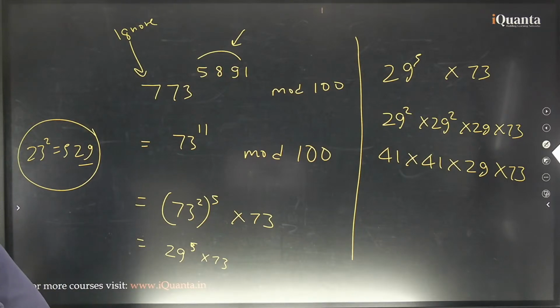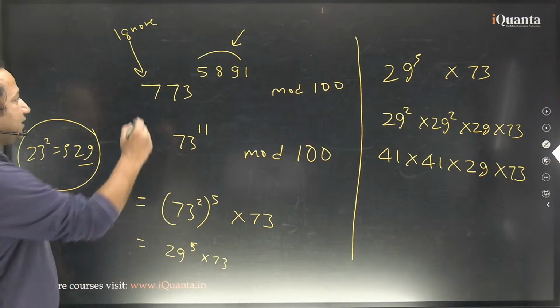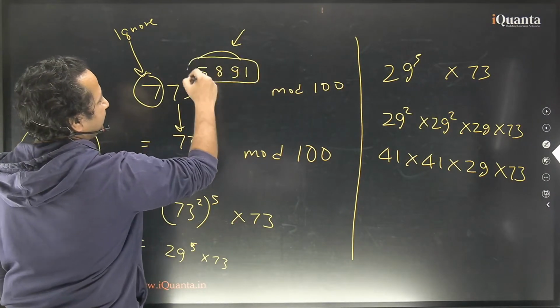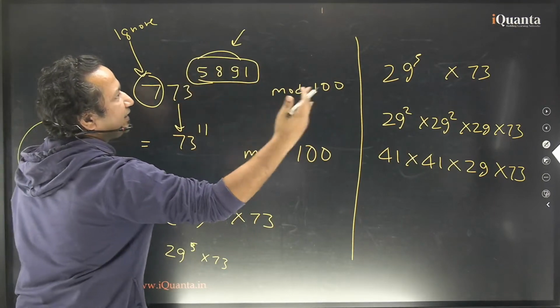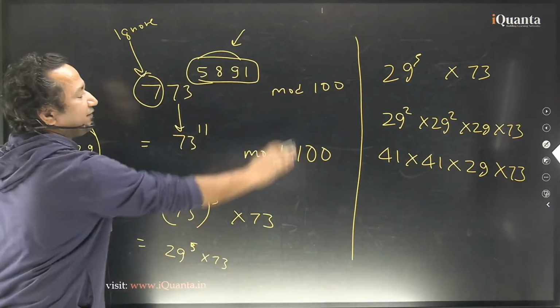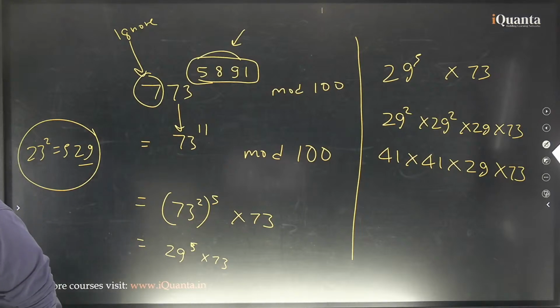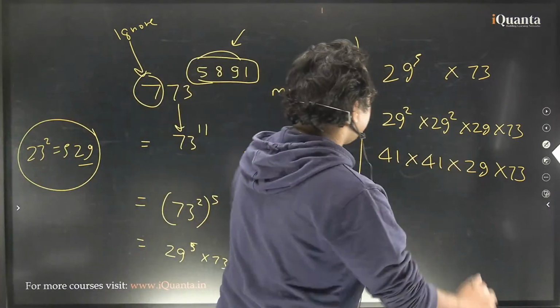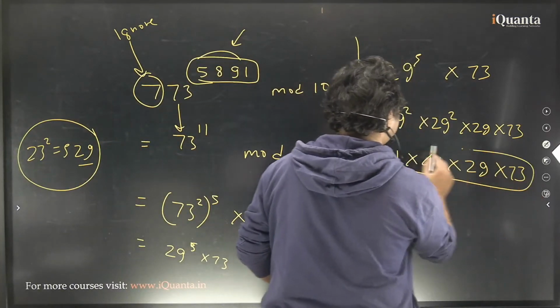Pawan Satya, for 773 we ignored the 7, this first one. We kept 73 as it is, and in 5891, up to 5880 is a multiple of 20, leaving 11. It's 5880 plus 11. Clear to everyone? This step is clear. So now I know that you guys can actually do it.